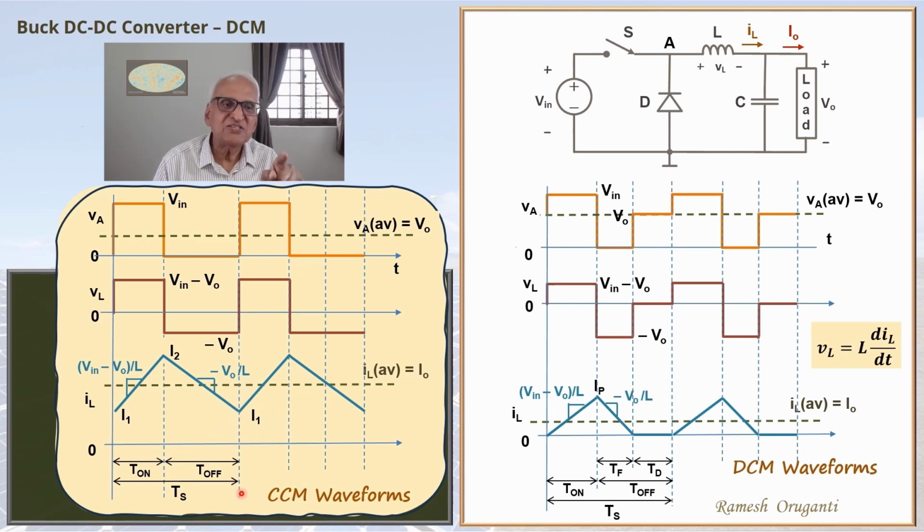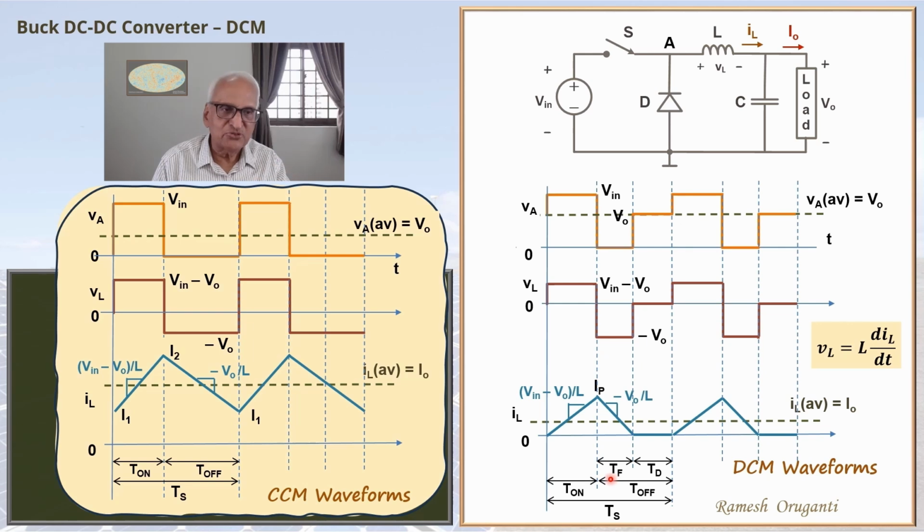In the case of DCM, the inductor does not have sufficient energy to keep the current going throughout the off interval. The current falls to 0, and once it falls to 0, it stays at 0 during the discontinuous interval. In the case of CCM, there is no discontinuous interval. That is the critical difference between CCM and DCM.